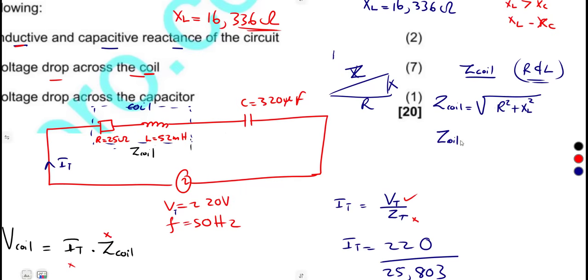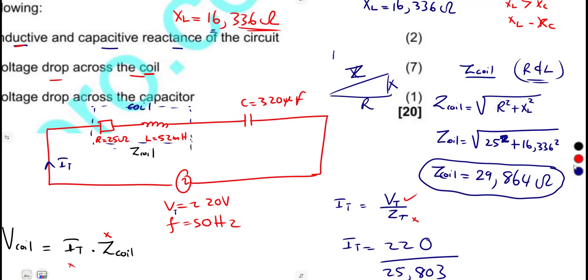So Z coil is going to be the square root of R, 25 squared, plus XL. Our XL, remember, we calculated that: 16,336 squared, only for the coil. What is affecting the coil? This is to the exponent of 2, guys. 25 squared, 16,336 squared, all right? So that was going to give us the impedance of the coil of 29,864 ohms. So we were dealing with the coil only.